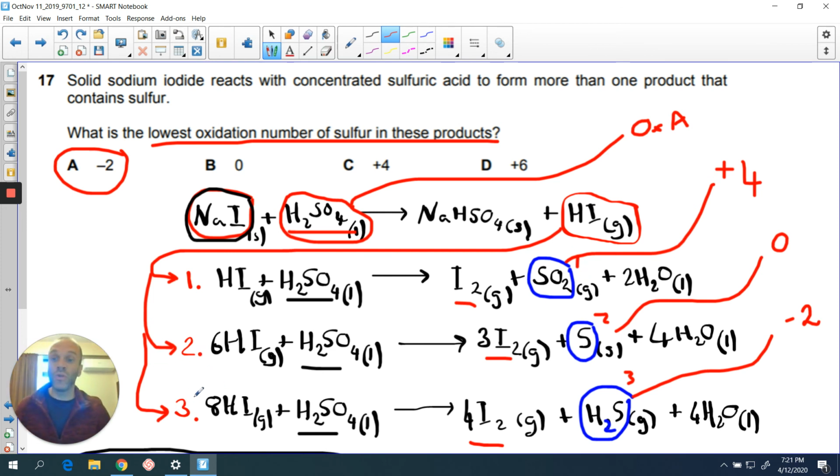So it's also important you realize what's going to happen with your different halides as they react with sulfuric acid. I hope that has helped.